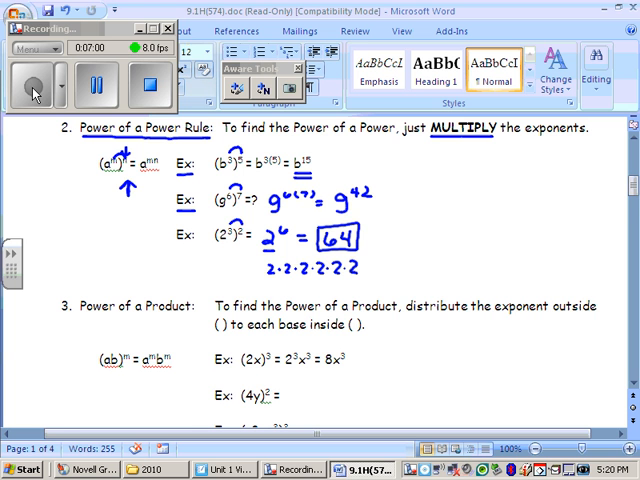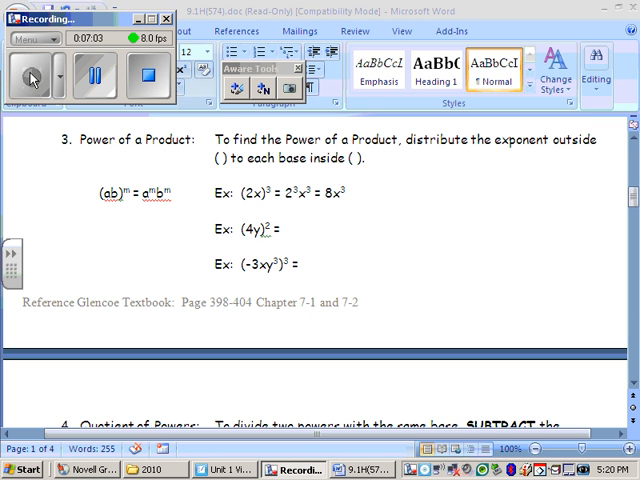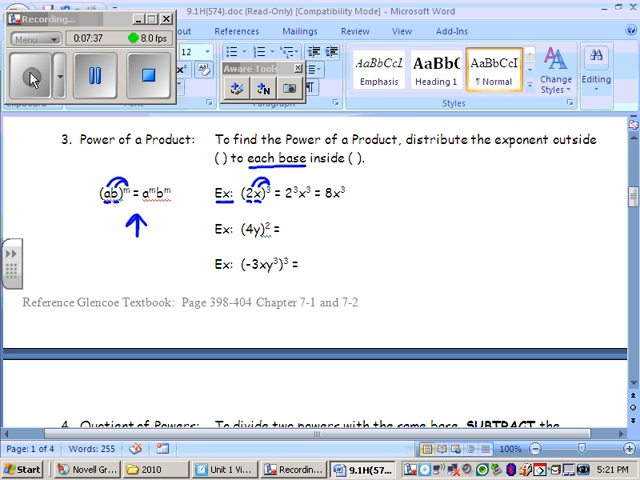Let's take a look at the third property of exponents called power of a product. To find the power of a product, you distribute the exponent outside parentheses to each base inside parentheses. So this is very similar to the second property. It's just that you will have more than one base inside the parentheses. So looking at our first example, the m is going to be distributed to both the a and the b because they are separate bases. So if you look at this example here, because 2 is a base and x is a base, the 3 will be distributed to both, as you can see here.